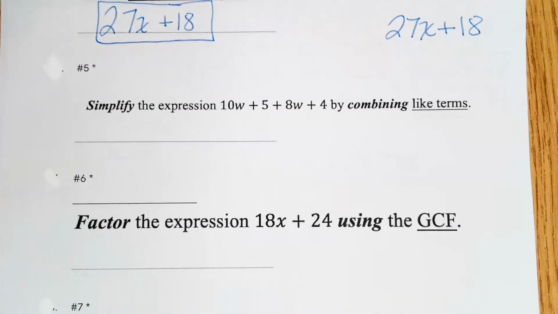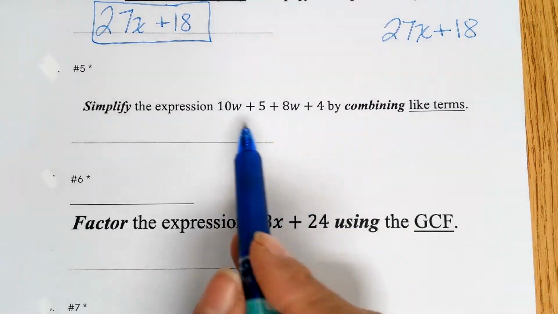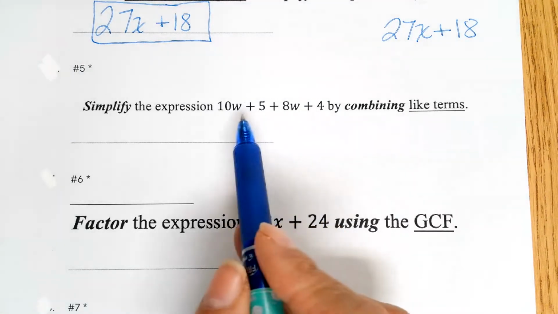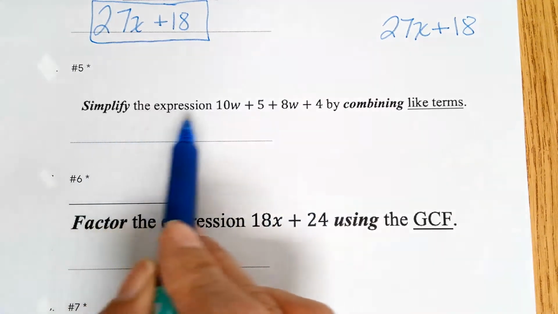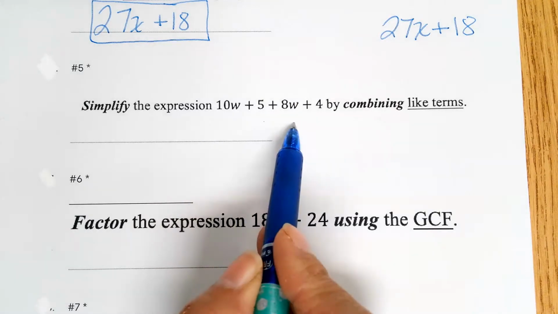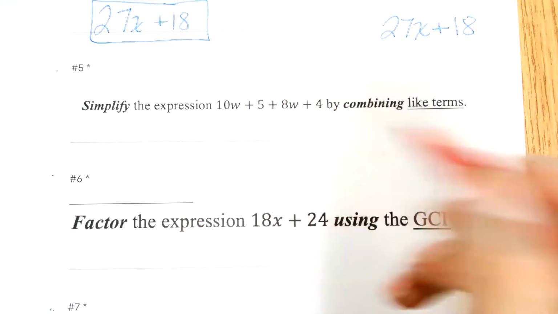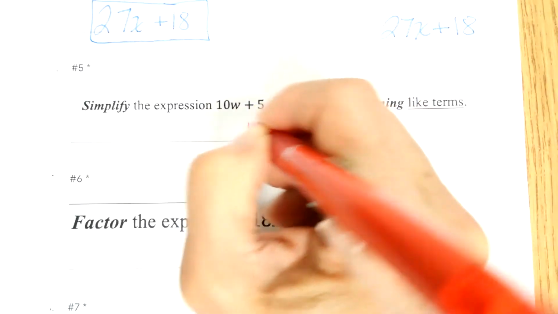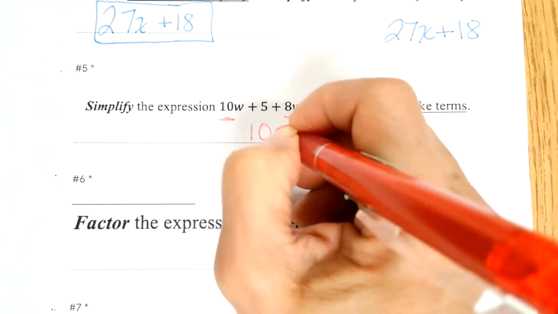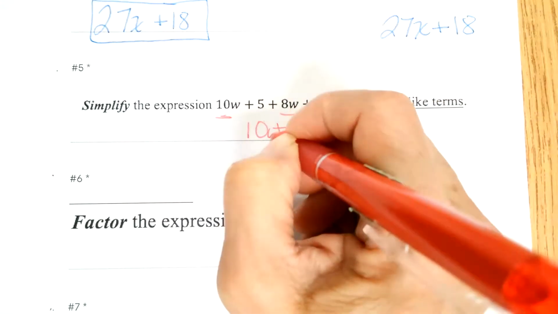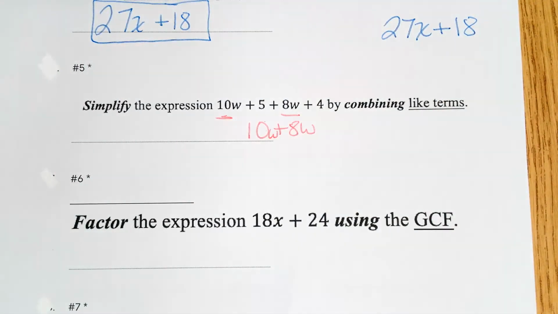Simplify the expression. Okay, there's no parentheses here, so we know we're not multiplying. Simplify the expression 10w plus 5 plus 8w plus 4 by combining like terms. So I'm going to put all the families together, if you remember how we did that. I'm going to rewrite the problem, and I'm going to put the families together. So I have 10w plus 8w. So those are the w family, okay?